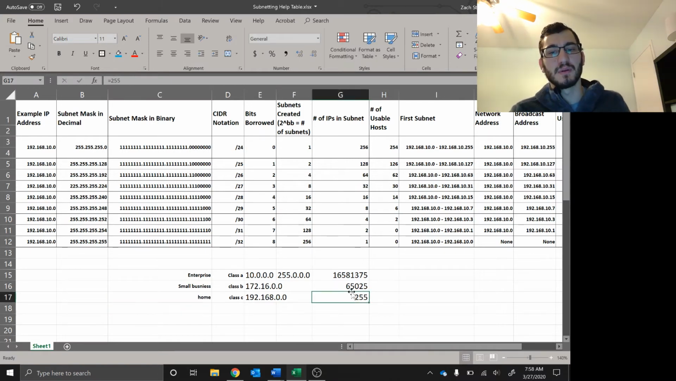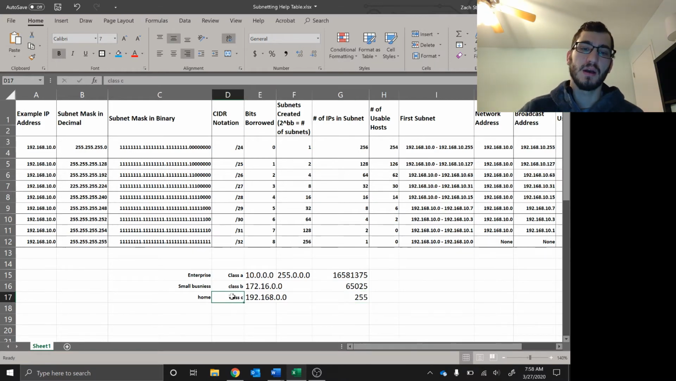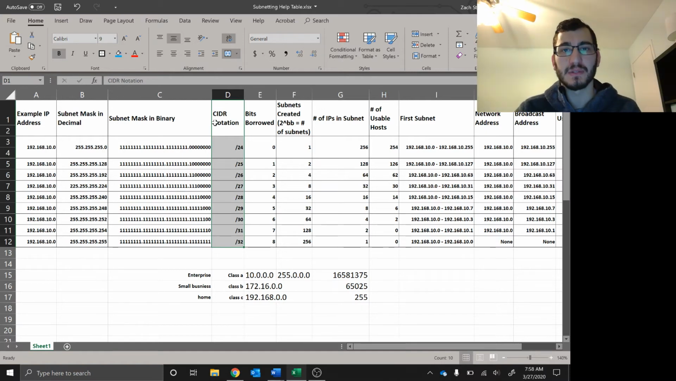So at home, you're never going to have more than 255 devices at someone's house. So a lot of the times class C was used, and then you have class B and then class A. But with the invention of CIDR notation, it stands for classless inter-domain routing.